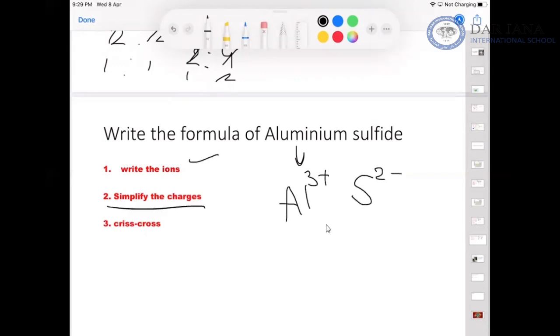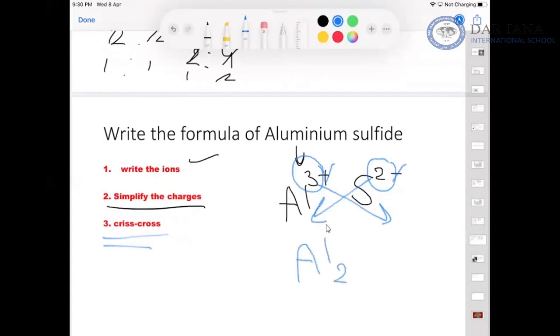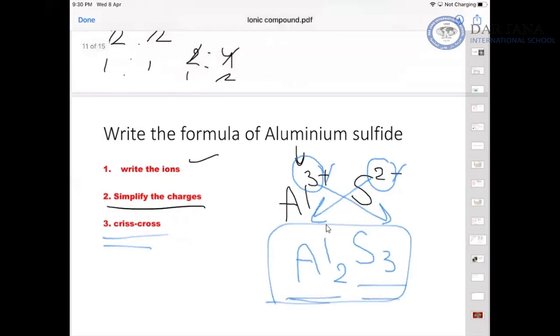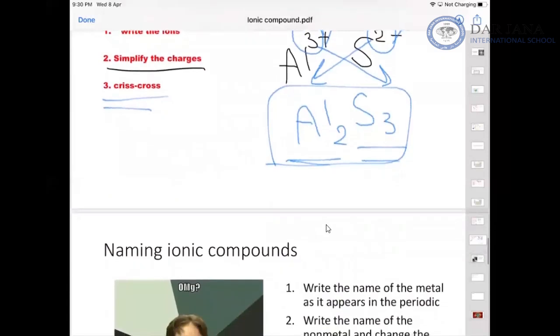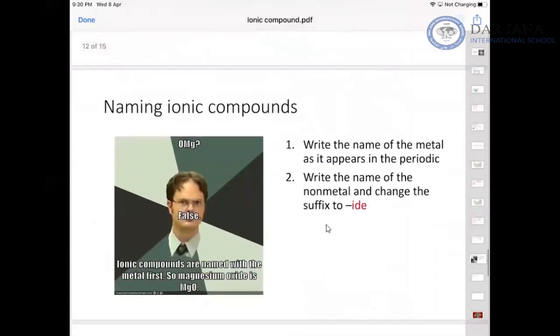Step 2, simplify the charges. Of course, the plus and the minus will cross out. Now 3 and 2, you cannot simplify that further, so this is already the simplest ratio. And now I will crisscross. The 3 will go down here to the sulfur, and the 2 will go down here to the Al. So I will have Al2S3, which means that this compound is composed of 2 Al ions and 3 S ions. Easy, isn't it?